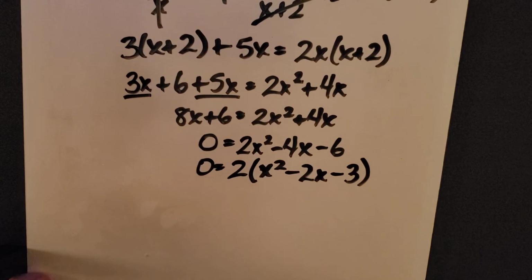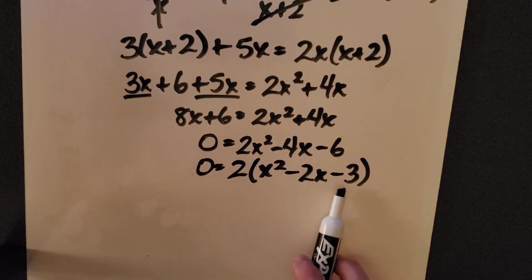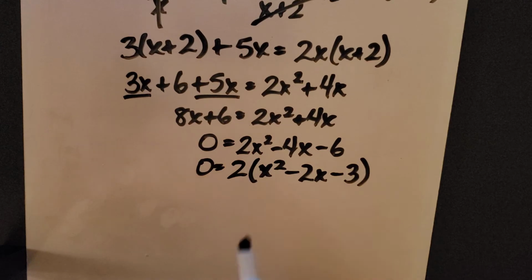Okay? Now, the reason why you always want to factor out a common factor is so that your quadratic is in its simplest form. And this is its simplest form, and in fact now our a value is equal to 1, which is the simplest type of quadratic to factor.